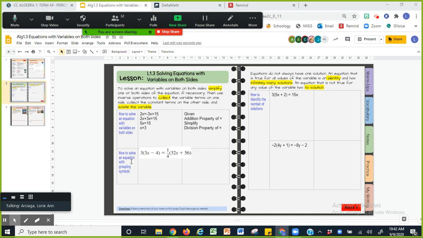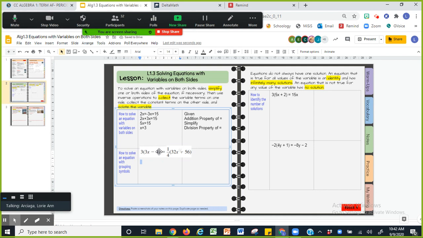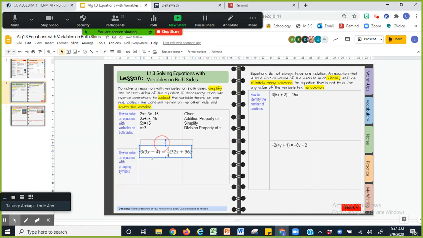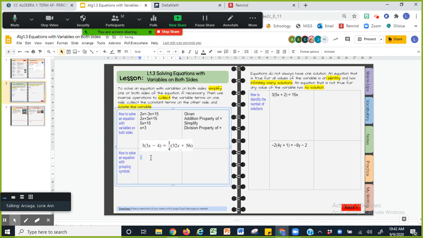Okay. So how do you solve an equation with a grouping symbol? This is the thing we're going to do now, and it's a little bit complicated because it has fractions, right? Let me just move this out so you can type. So the first thing that we're going to do is you multiply the 3 to the 3x. So 3 times 3x is 9x. And then we multiply the 3 to the negative 4 again, so that's negative 12.